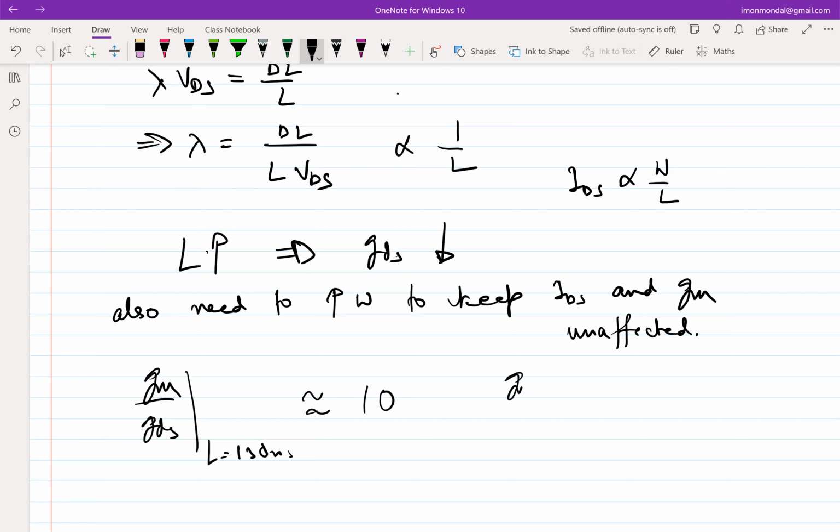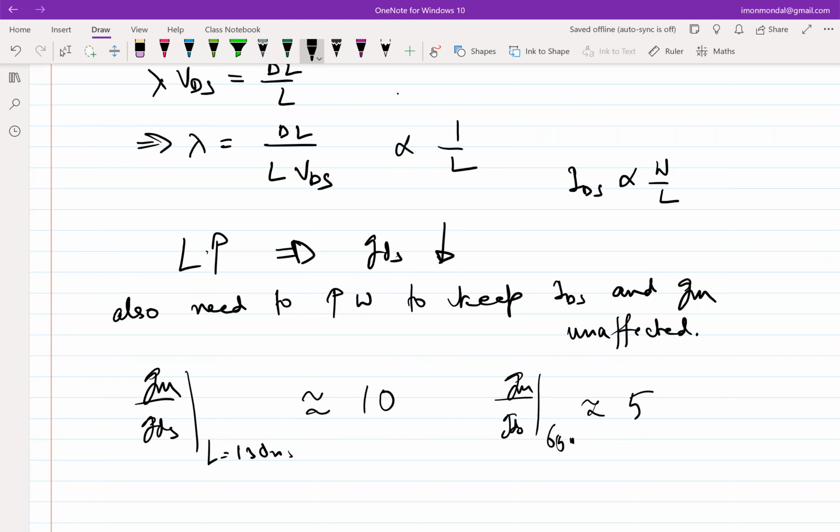In case of 65 nanometer, you get about 5. This is when L is 65 nanometer or 60 nanometer, of that ballpark range. Again, these are not sacrosanct numbers. These can change, but this is a ballpark range. You should have an estimate.